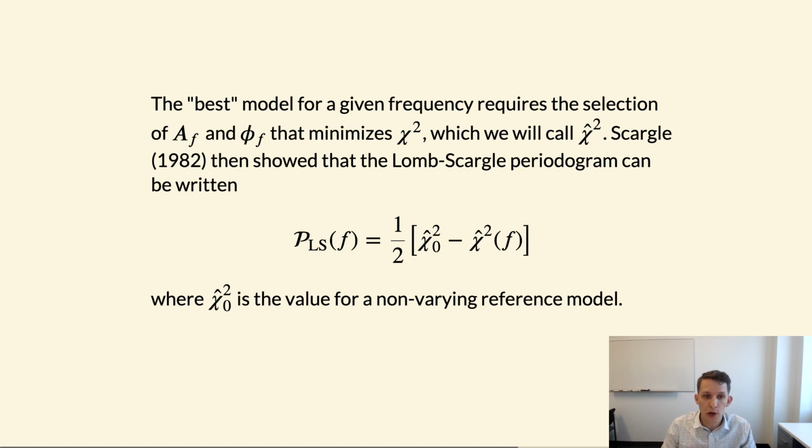Scargle showed that the Lomb-Scargle periodogram can actually just be written as 1/2 of chi-squared naught minus chi-squared hat as a function of frequency f, where chi-squared naught is the value of a non-varying reference model. So I said this a moment ago, but again, we can measure the periodogram, an estimator for the power spectrum, just by measuring chi-squared at every frequency f that we might want to test. This is amazing and wonderful.